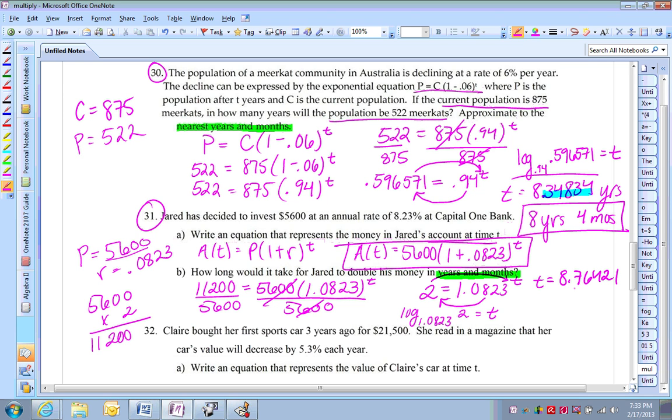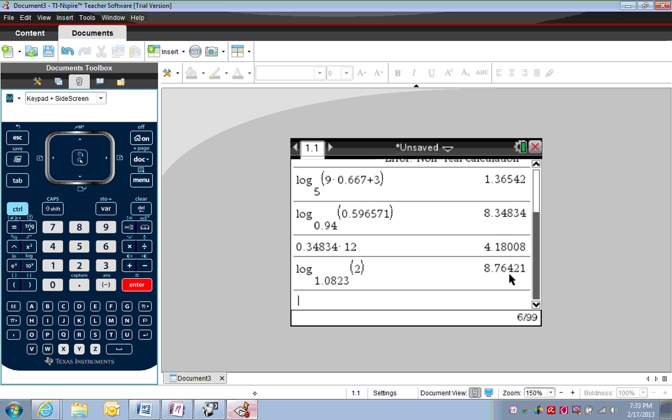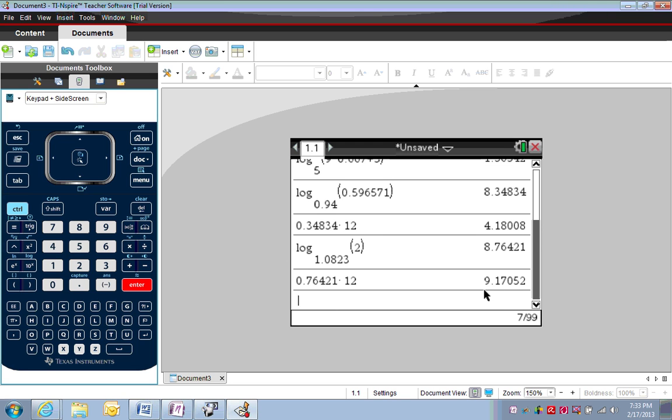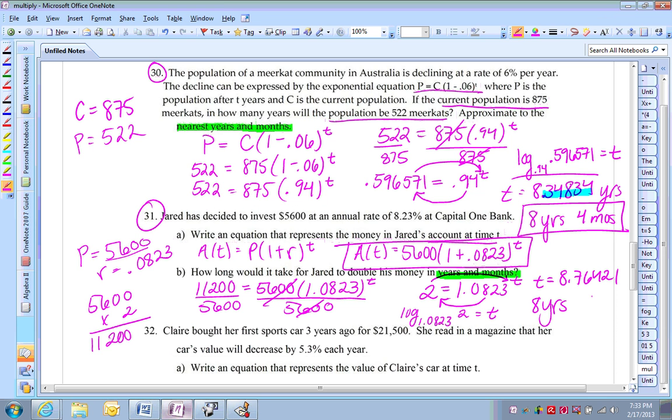So I have to take the decimal part. We know it's going to be 8 years. But now I need to find out how many additional months into 8 years it's going to be. So I go to my calculator and multiply 0.76421 by 12. I take the decimal portion and multiply it by 12, and you realize it's going to be about 9 months. So 8 years and 9 months is my answer.